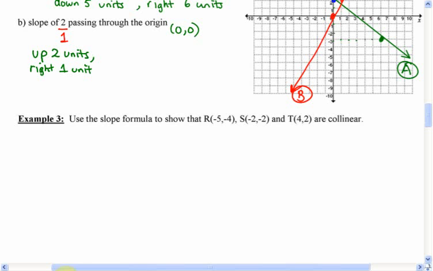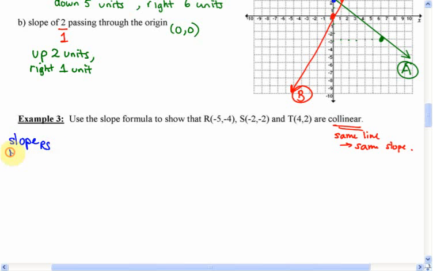All right, let's do example number 3. Uh-oh, another new word. What does collinear mean? Collinear means they share the same line, and therefore they should have the same slope. So you know there are 3 points here. If I were to plot them all in a grid and connect them, they should be on the same line. But I didn't give you the grid, so I want you to show me that they have the same slope. So here's what you're going to have to do: calculate the slope between the different points. For example, find the slope between R and S.